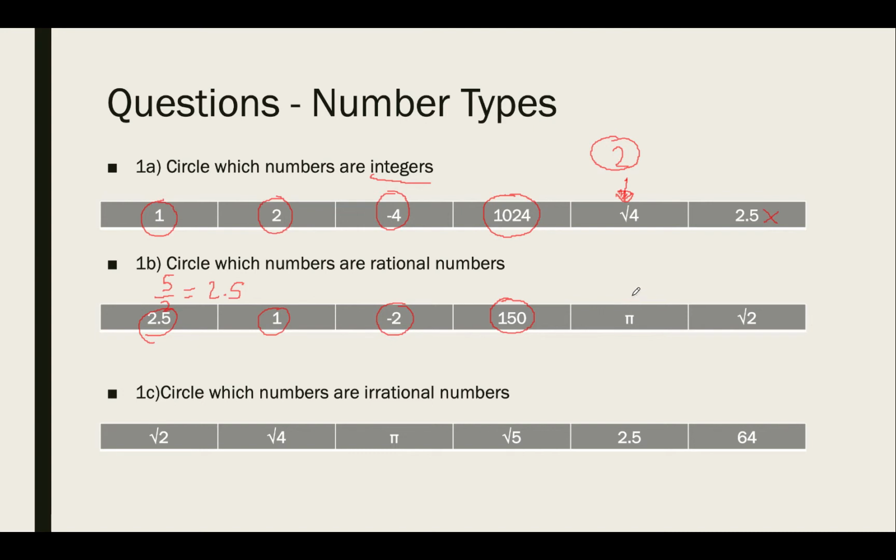Pi is not a rational number. We mentioned this on the previous slide. The numbers go on forever and there's no obvious pattern, so we cannot count this one. And the square root of 2 we mentioned as well is not a rational number.